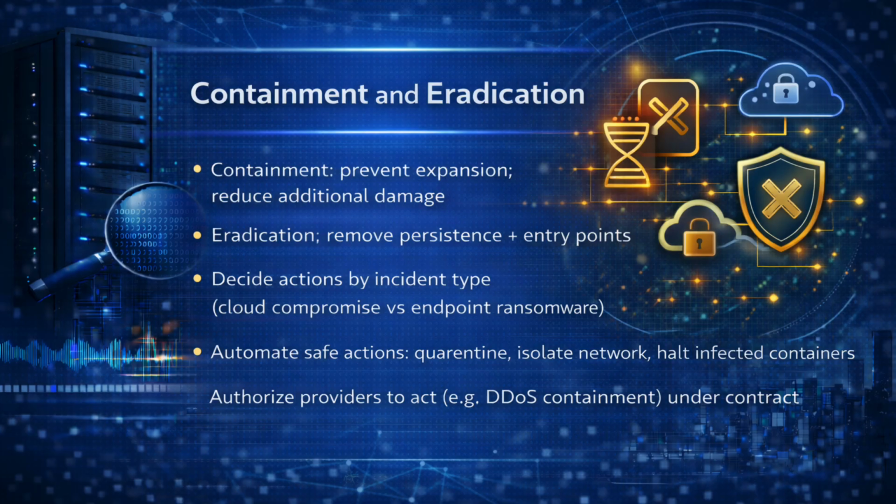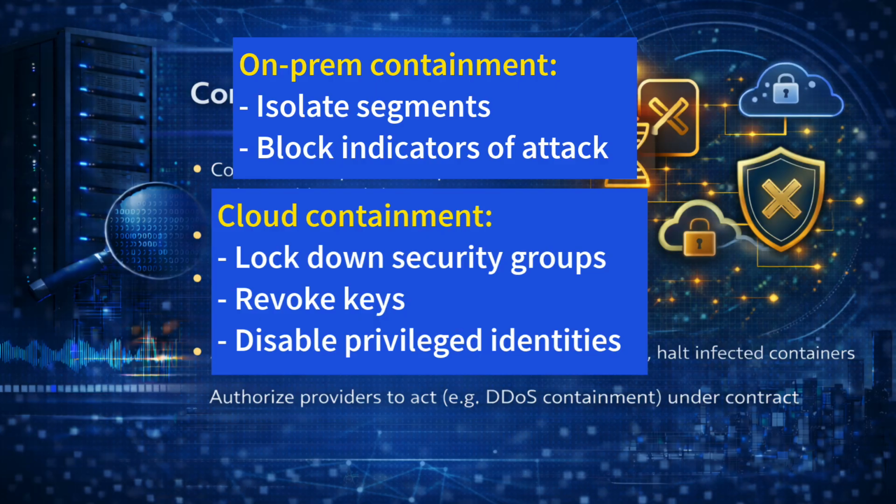Automate where it's safe. Quarantine malware. Move endpoints into an isolated remediation network or halt an infected container. Also decide ahead of time what you will authorize third parties to do, like having your ISP or cloud provider automatically contain certain attacks such as large DDoS events. In on-prem containment, you may isolate segments and block indicators. In cloud containment, you may lock down security groups, revoke keys, and disable privileged identities. I provide a more detailed look at containment in my video at the link below.